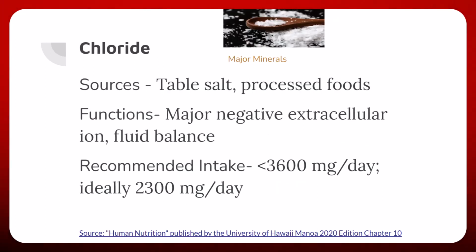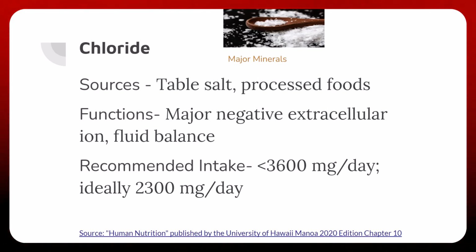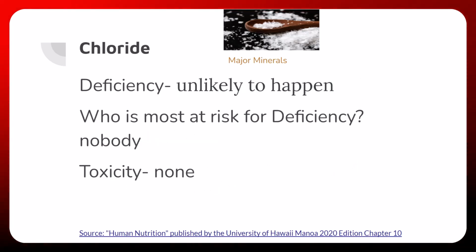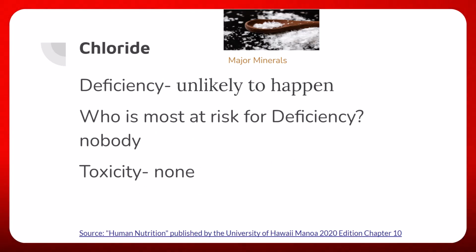Next, we're going to talk about chloride. Sources of chloride include table salt and processed foods. Functions include major negative extracellular ion and fluid balance. The recommended intake is less than 3,600 milligrams per day, and ideally about 2,300 milligrams per day. A deficiency is really unlikely to happen. Most of the time, the salt that we're getting in our diet is sodium chloride, and so we get a lot of chloride that way.